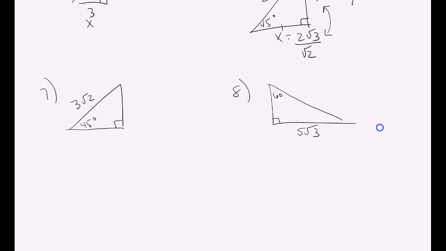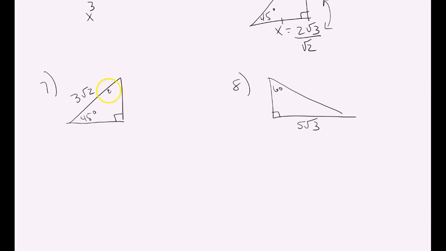Okay, number 7 is a 45, 45, 90. Same thing. It looks like they've given me the hypotenuse. And so in the spot of x root 2 is a 3 root 2. So hopefully from just looking at it, we can tell that, okay, then x must be 3. And then you can just label that. If not, do the dividing thing, and you'll see that it's 3. So just divide off the square root of 2 if you like.